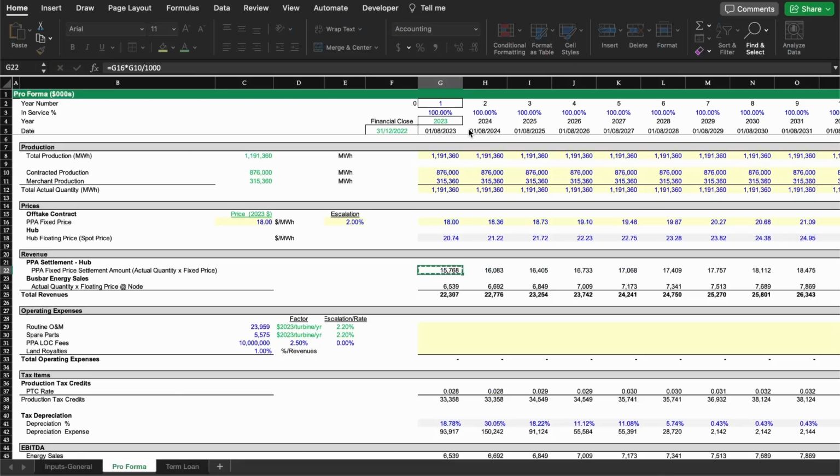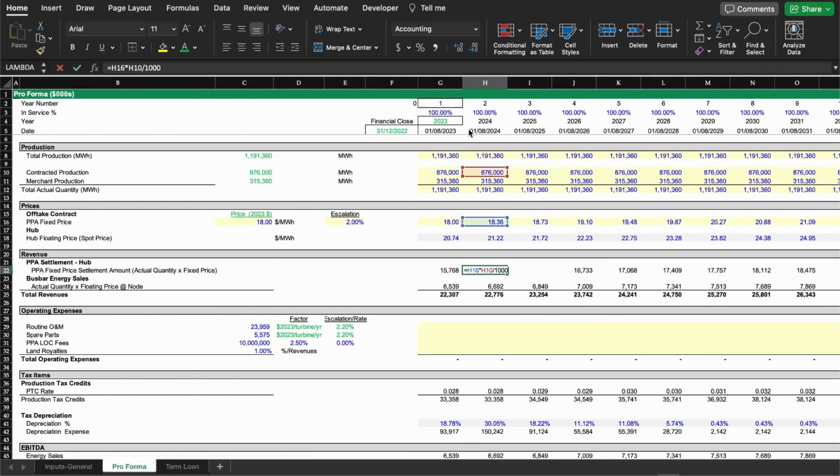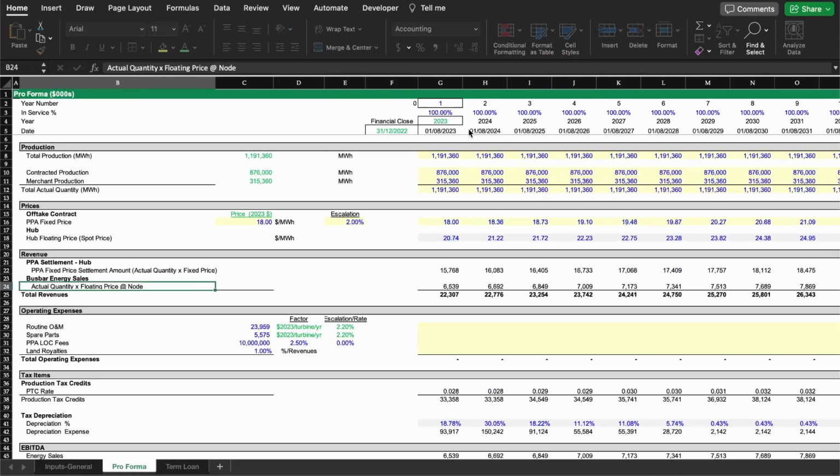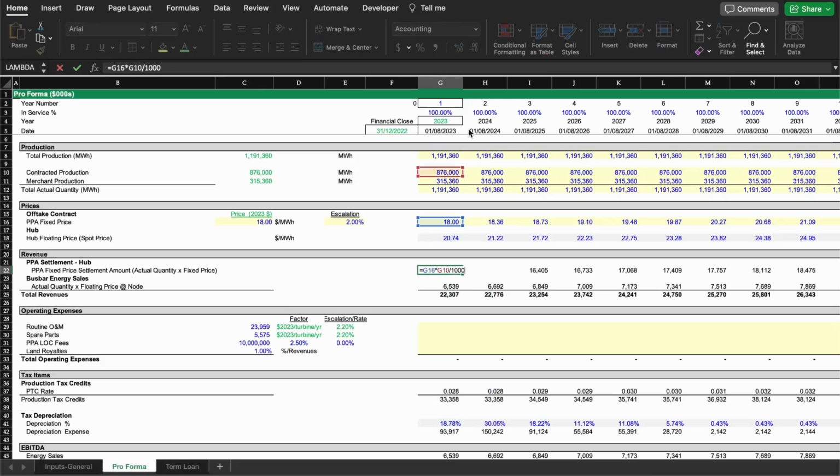So I'm just going to copy and paste everything across to make sure that my calculation is correct, okay? As you can see here, just double checking that everything's fine. And this should be the merchant production. Okay, so that's what we have here. Floating price, actual quantity is okay, so that's fine. And here we should have the totals. Okay, that's fine. So we have how much we are going to be receiving, right? So this is going to be 15.